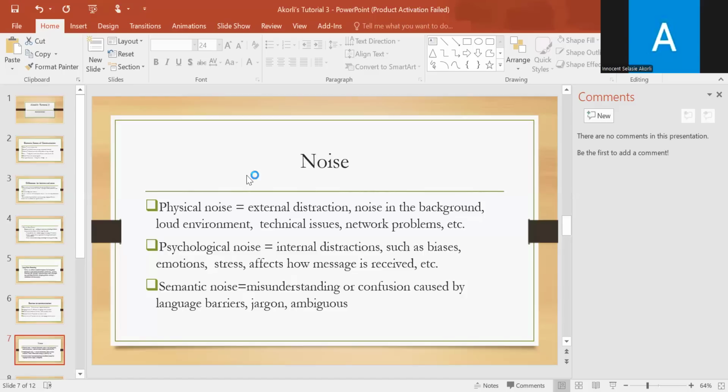Then semantic noise. Look at this one. Semantic barrier is not the same as semantic noise. Semantic barrier could be a permanent thing, where the two of you don't understand each other. That is established. But look at this one. Semantic noise. The person is speaking to you. You can listen and you understand them. You understand each other. But then the person begins to use jargon.